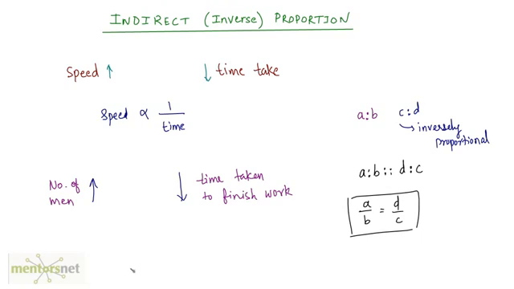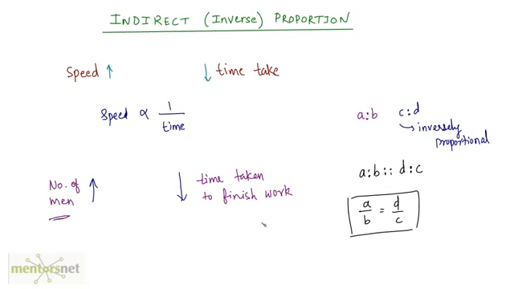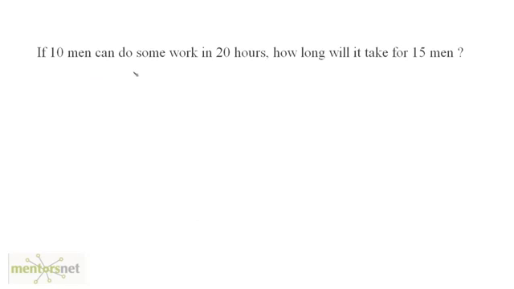Let us now take a problem that involves inverse proportion. So if 10 men can do some work in 20 hours, how long will it take for 15 men? Now again we have a situation of number of men and the time taken to finish the work, right? So the more the men, the less time it takes to finish the work. So I can take two ratios here. The ratio of men to hours, we have the first ratio as 10 is to 20, and another ratio is of 15 men is to the time it takes for them. So let it be x.